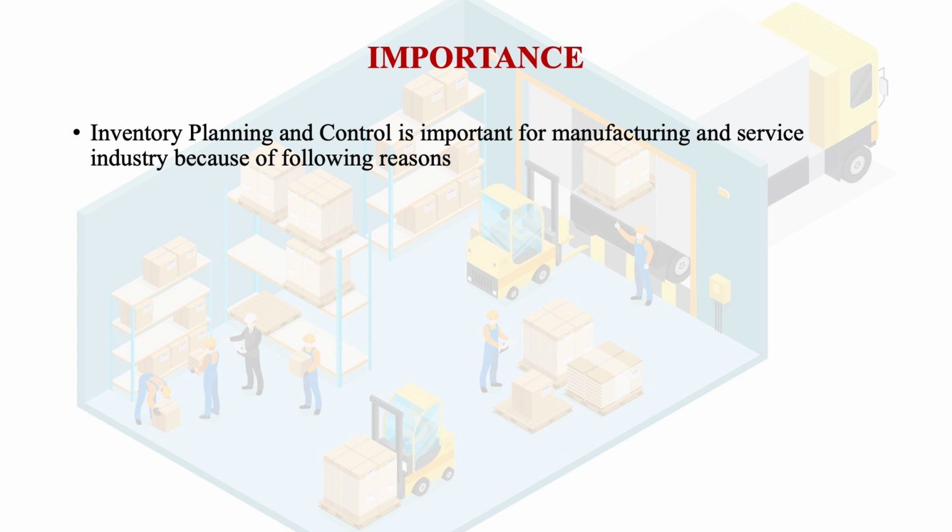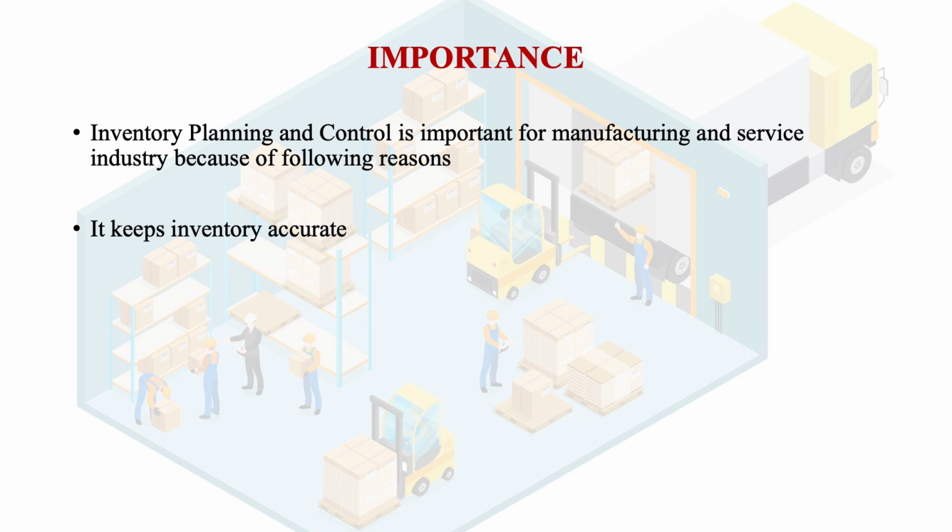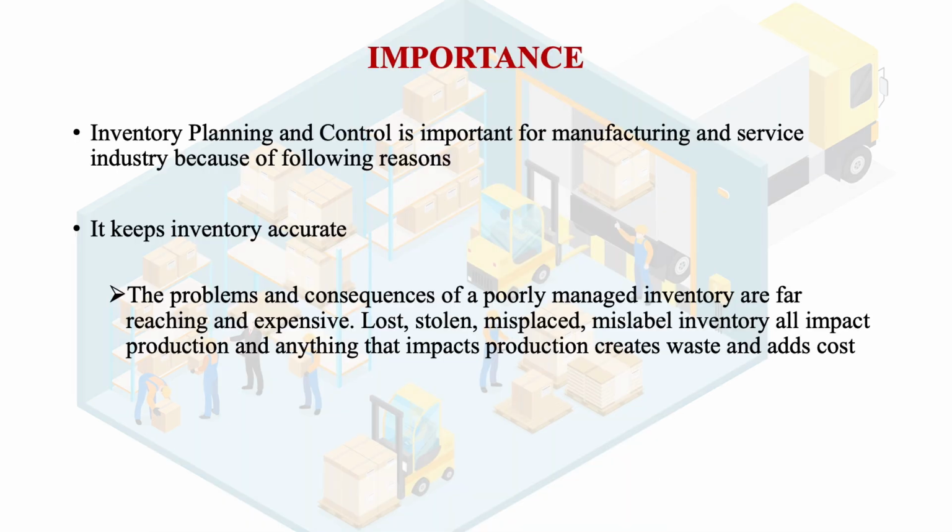Inventory planning and control is important for the manufacturing and service industry because of the following reasons. Means why we need systematic inventory planning and control. It helps keep the inventory accurate, meaning inventory should be perfect. The problems and consequences of poorly managed inventory are expensive: lost, stolen, misplaced, mislabeled inventory impacts production, and anything that impacts production creates waste and adds cost. Means the cost will be increased by this.